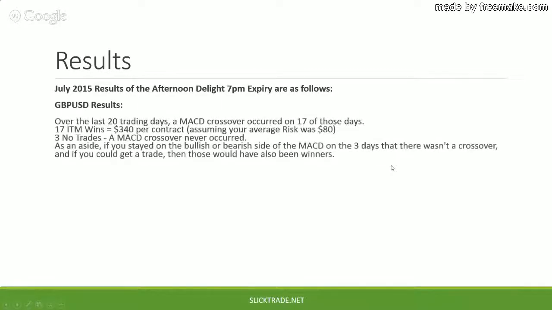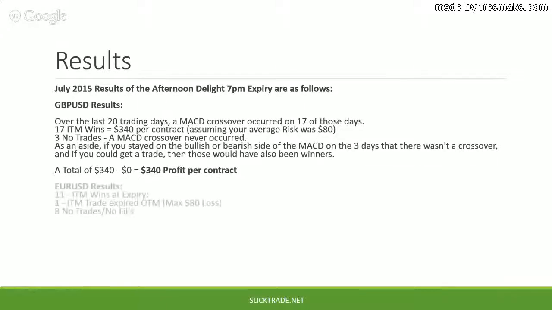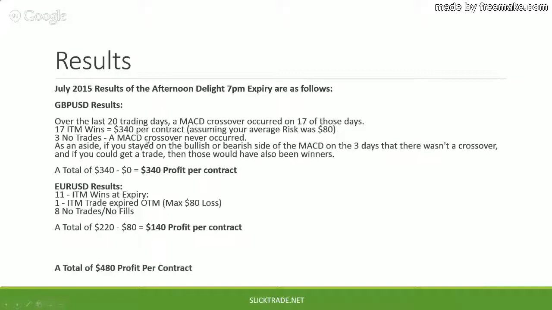The results have been absolutely wonderful in July, and they are as follows. Over the last 20 trading days, a MACD crossover occurred on 17 of those 20 days. There were 17 in the money wins, equaling 340 per contract if your risk was 80-20. There were 3 no trades where a MACD crossover never occurred. But on a side note, if you stayed on a bullish or bearish side of the MACD on the 3 days that there was not a crossover, and if you could get a trade, then those would have also been winners.